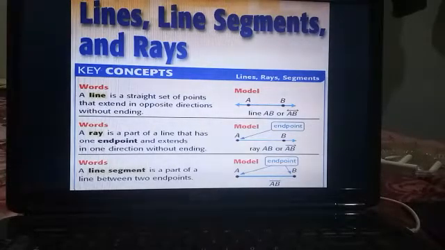The next one is line segment. A line segment is a part or a portion of a line with definite length. Again, the line segment has only one dimension, that is fixed, definite length. It is a part or portion of a line. It has two endpoints. It is not extended in any direction.